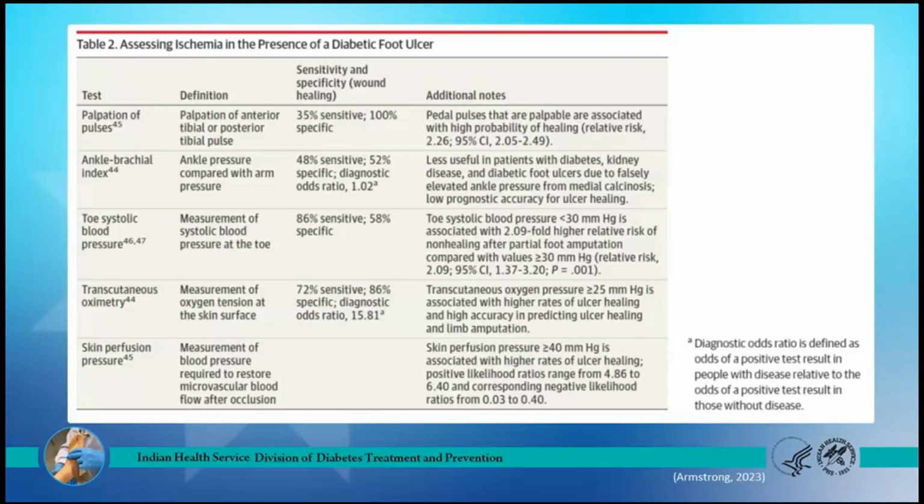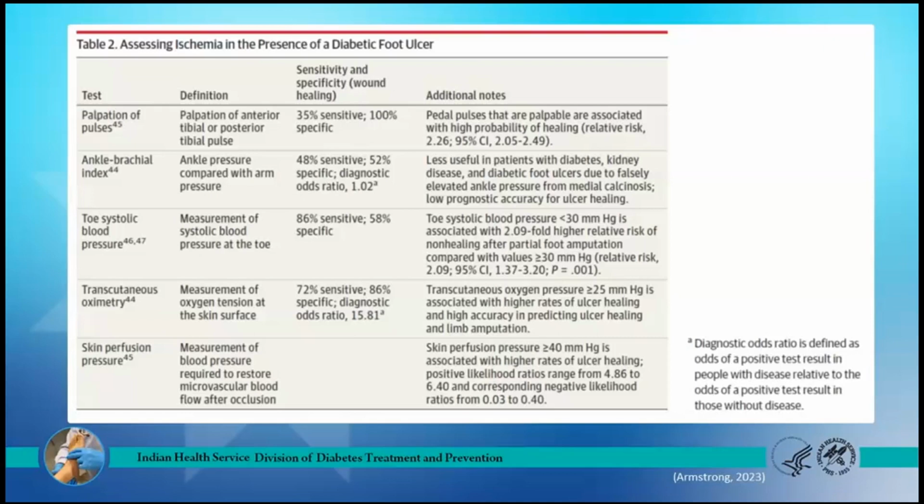When we're looking at transcutaneous oxygen oximetry, we're literally measuring the oxygen tension at the skin surface. An oxygen pressure greater than 25 millimeters of mercury is associated with a higher likelihood of ulcer healing. And of course, if not, then we have a higher risk of predicting non-healing and limb amputation.